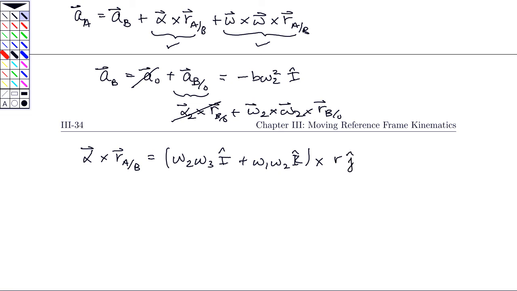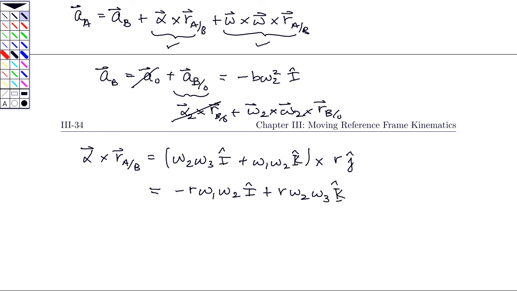Again, we're going to take advantage of the fact that the I, j, k axes, both the big and the little, are aligned at this point. And if we go through the algebra here, we get minus r omega 1 omega 2 in the I, plus r omega 2 omega 3 in the k.